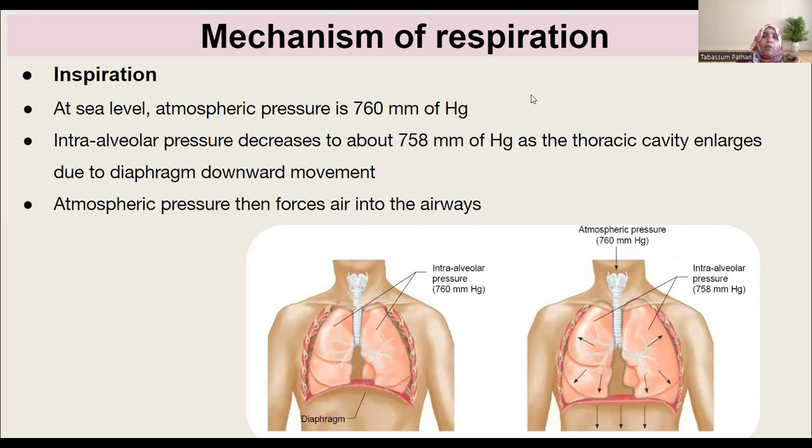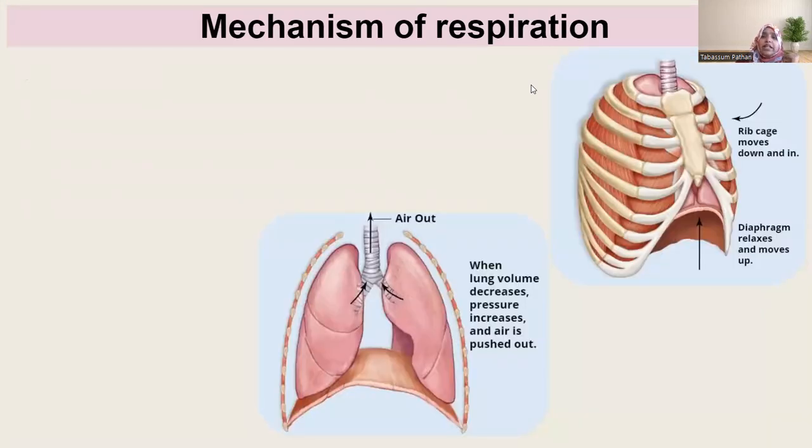What happens when the air moves out? Exactly opposite. The rib cage will move down and it will decrease the volume. The diaphragm will relax and move up. When the diaphragm contracts, it becomes flattened. And when it is relaxed, when the air is out of the lungs, it will move up. You can see over here in the diagram.